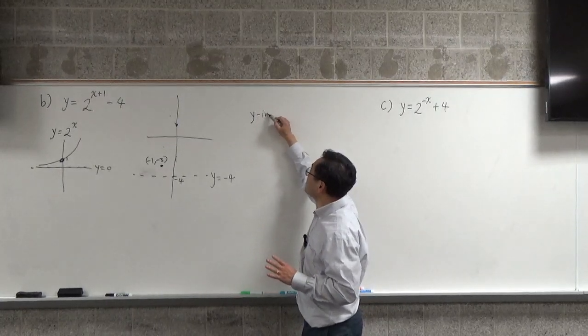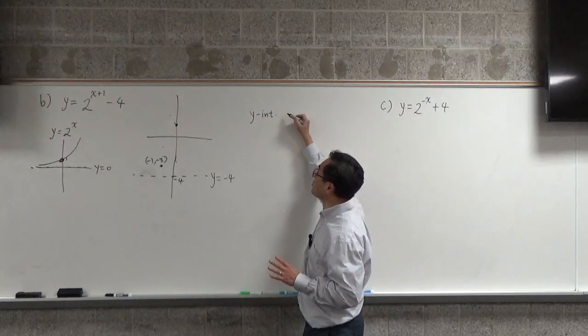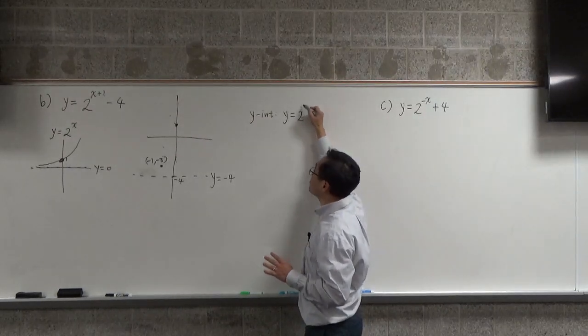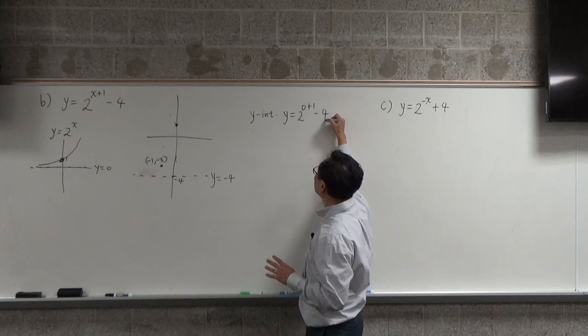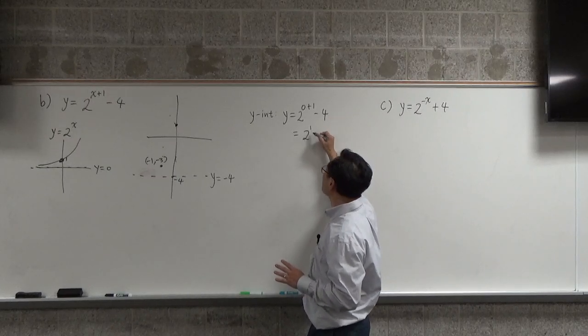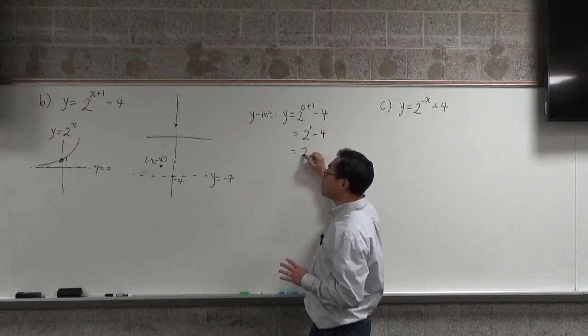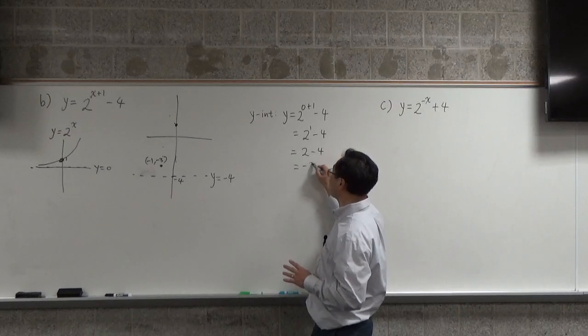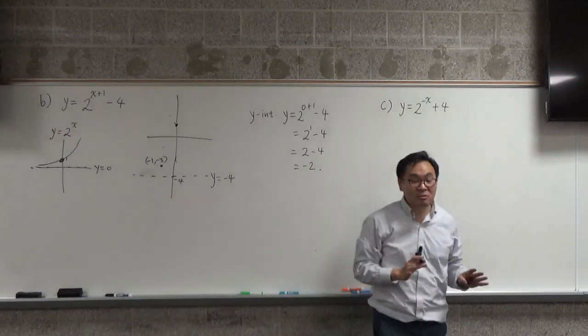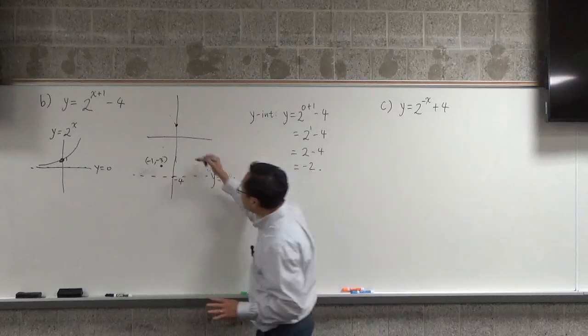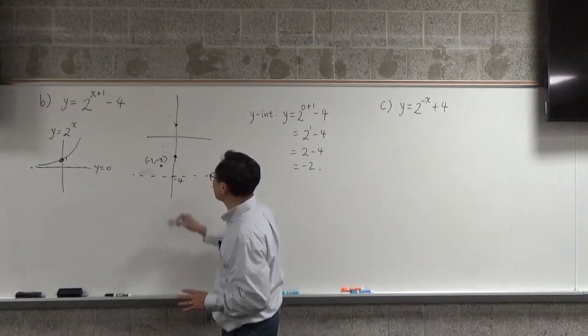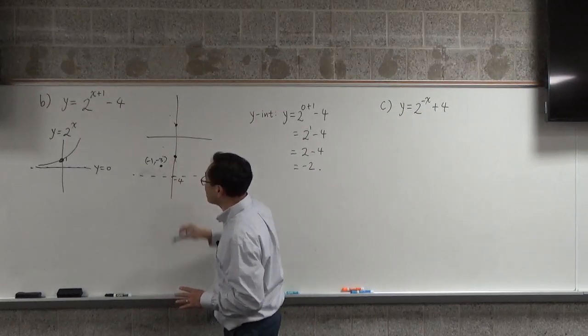Now let's try to figure out the y-intercept. How do you get the y-intercept? Set x equals 0, so you have y equals 2 to the 0 plus 1 minus 4, which is 2 to the first power minus 4, which is 2 minus 4, which is negative 2. So the y-intercept is negative 2. In this graph, it's right here, negative 2. Okay? So we have this point, this point.